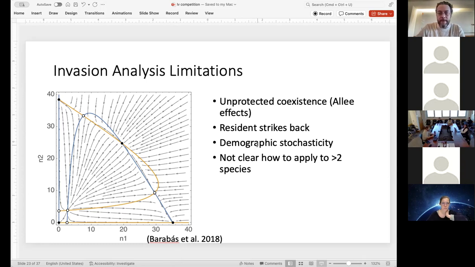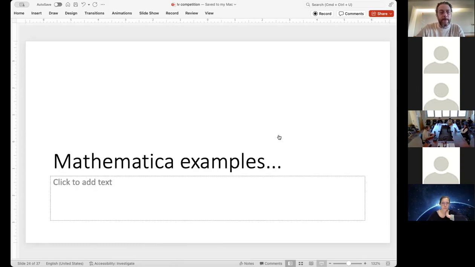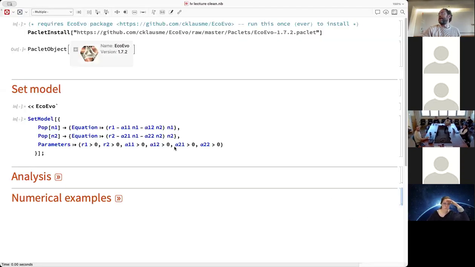So I'm going to pop over to Mathematica and show you how we can do this. Mathematica examples. Just rearrange my windows. All right, well, I tested this morning, but hopefully it'll work out okay. So this is Mathematica. If you haven't used it, it has this notebook-like interface. I've been spending a lot of time working on a package to help out with analyzing ecological models, so I'm going to use that extensively.